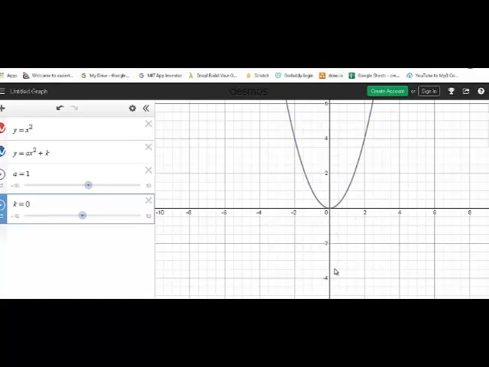So the conclusion here is that the k value, the constant, represents the vertical translation or movement of the base function. When k is positive, the graph of the base function moves up. When k is negative, the graph of the base function moves down.